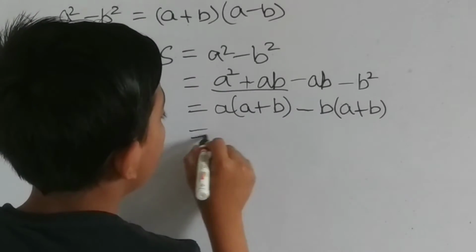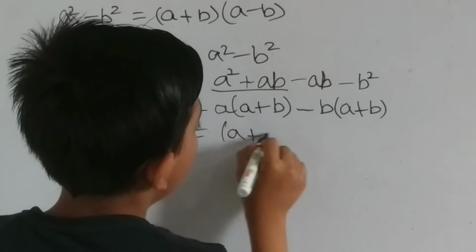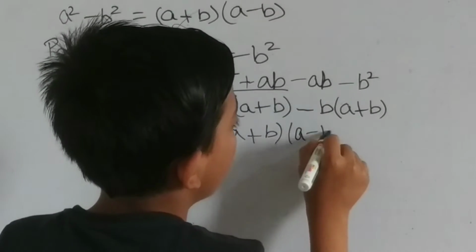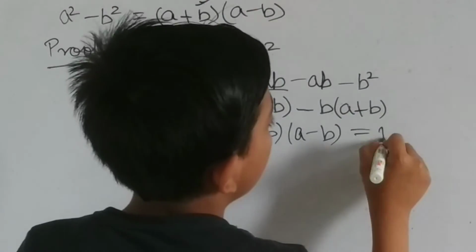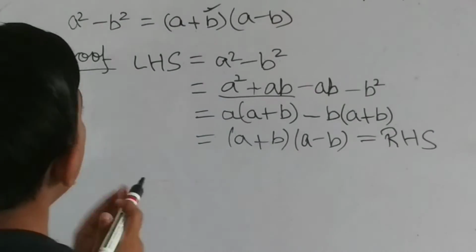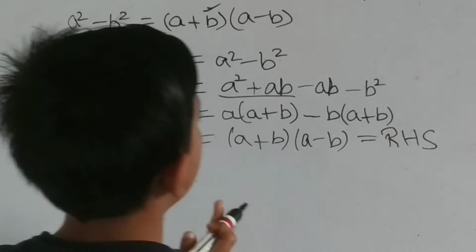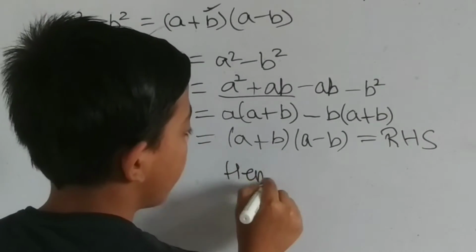Okay. Now again a plus b is common, multiplied by a minus b, and that is the RHS. So hence we have proved, taking the LHS, that a square minus b square equals a plus b multiplied by a minus b. Hence we have proved.